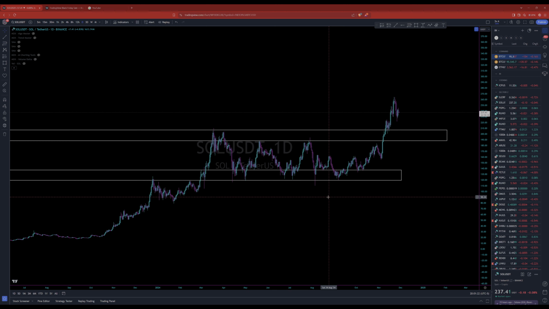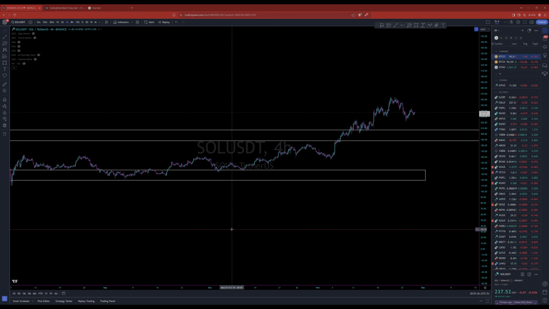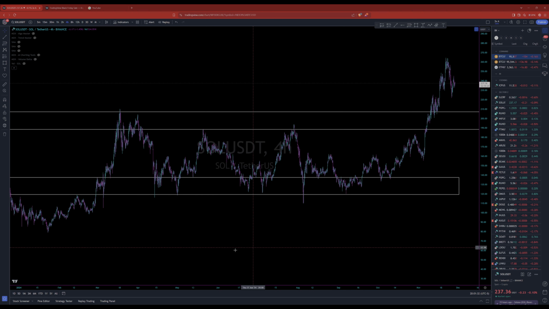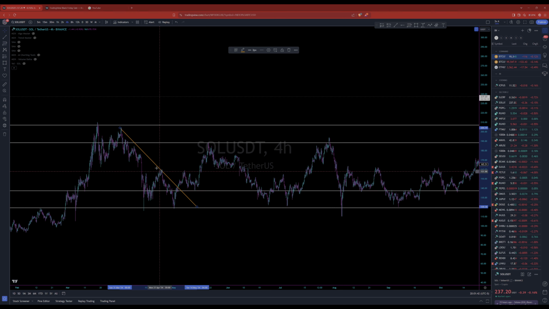But then let's zoom in. Let's see if we could have caught these moves. We'll go to the 4 hour. We see that the price wanted to go up here. Boom. Draw your trend line. And what did we get? A breakout of trend. I'm starting to pay attention.